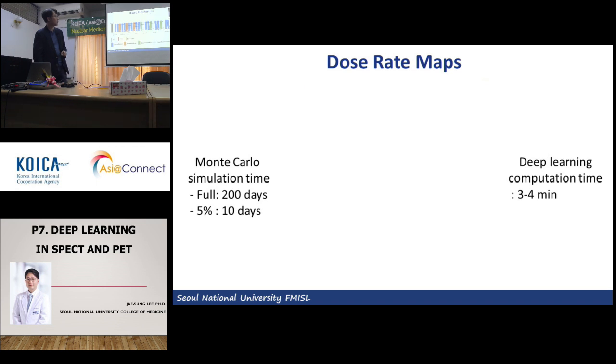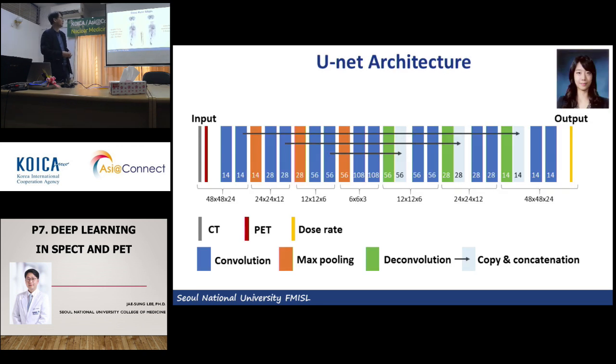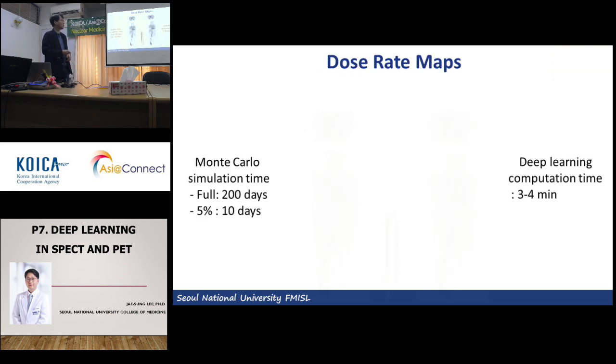Actually, once we obtain this dose rate map, if we want to know the organ-based dose, we also need to draw volume of interest on each organ. So it takes additional time for the final calculations, but actually dose rate map calculation is also time consuming. So actually, I asked a little bit the incorrect question.